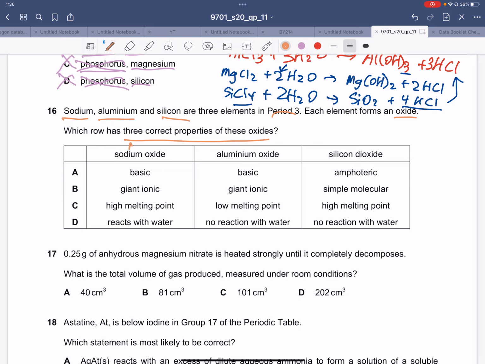Sodium oxide is Na2O because oxygen has a -2 charge and Na is a +1. Aluminum oxide is Al2O3. If you don't know that right off the top of your head, maybe you know it from organic chemistry. If not, just know that aluminum is +3 charge, oxygen is -2, and balance it out. Silicon dioxide we know is glass, our good friend. And moving on, silicon dioxide is a giant covalent molecule.